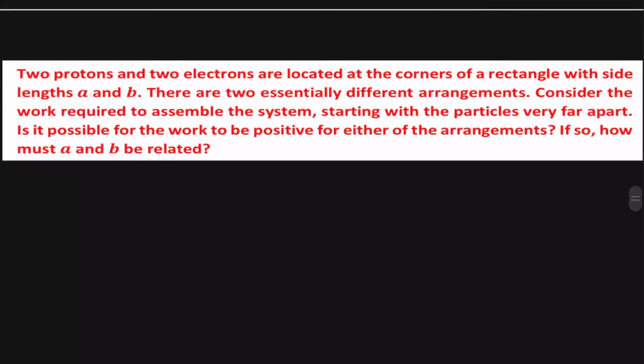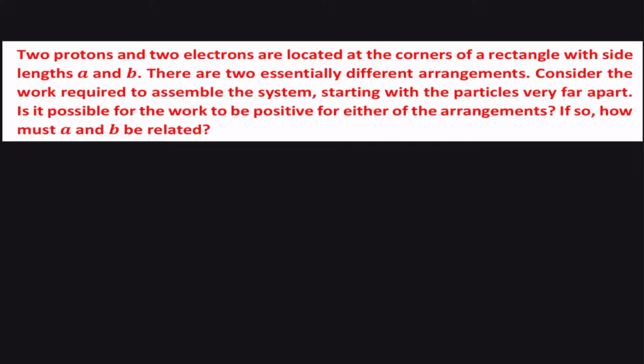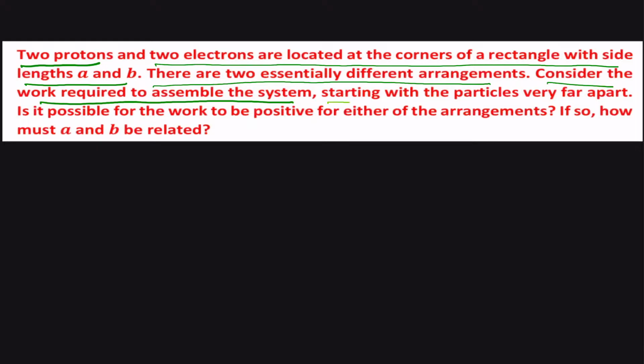And in the next question, we are given that 2 protons and 2 electrons are located at the corners of a rectangle with side lengths A and B. There are 2 essentially different arrangements. Consider the work required to assemble the system, starting with the particles very far apart. Is it possible for the work to be positive for either of the arrangements? If so, how must A and B be related?